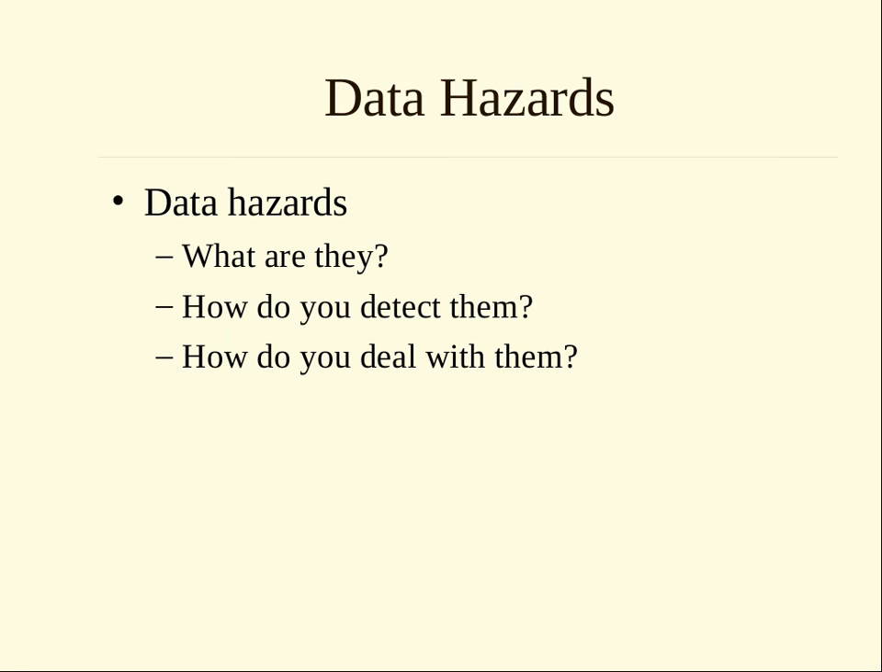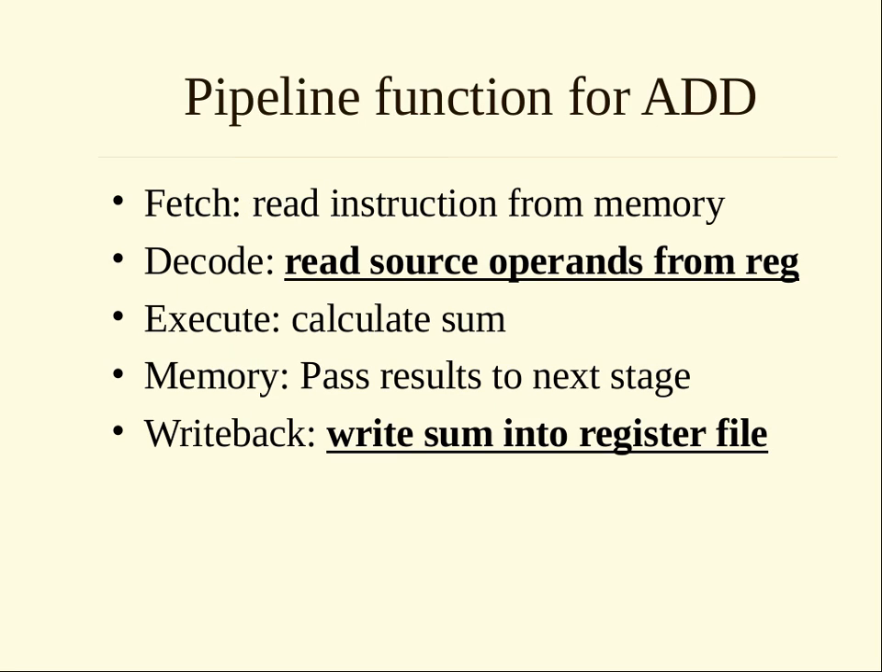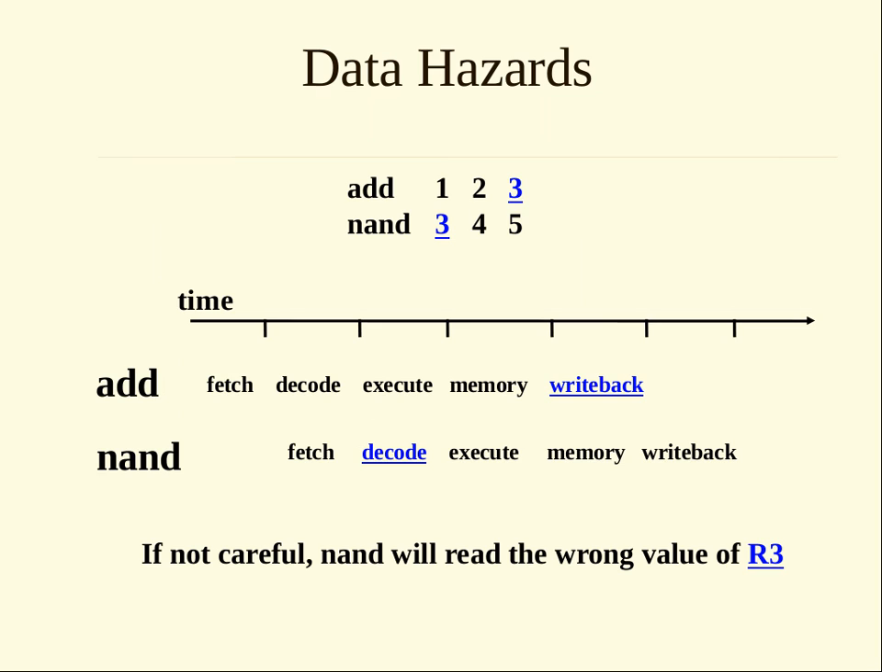So we need to figure out what they are, how you detect them, and how you deal with them. Here's the problem. You read the source operand in decode, but you don't write it until stage 5. So here's an example. What if you add 1 and 2 into register 3, but then your NAND right afterwards needs the value of register 3, which you calculated from the add, and the value from 4 to write into 5.